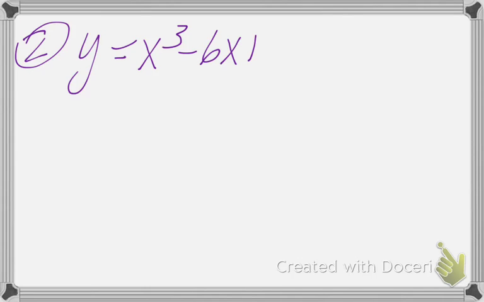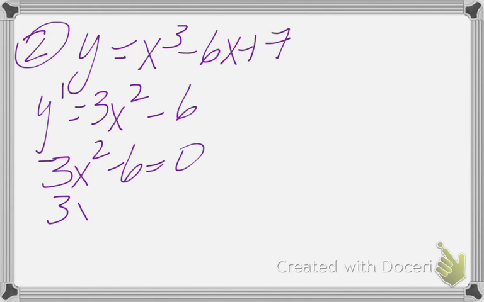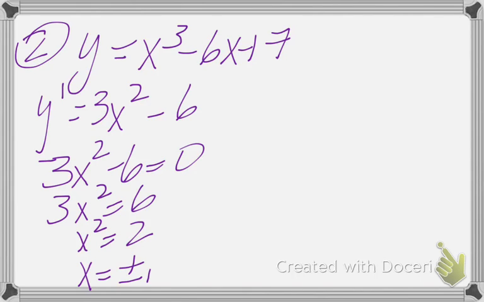Okay, number 2. We were given the original function. And again, this is about increasing and decreasing, so we're going to find the derivative. Set that equal to 0. And we're going to get plus or minus radical 2.